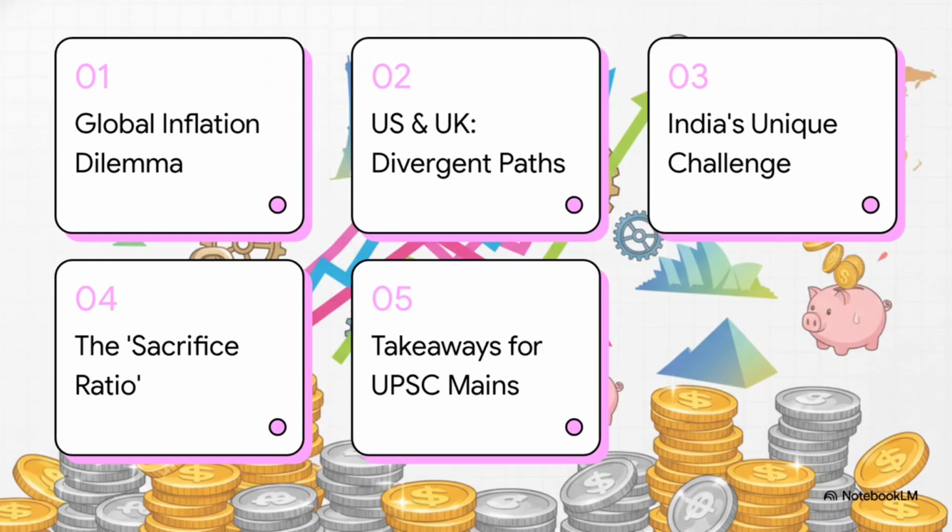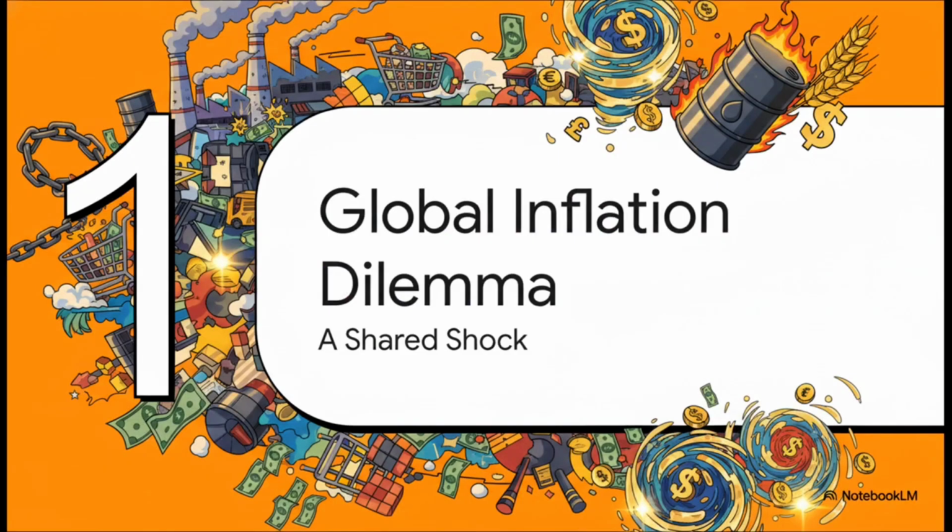Okay, so here's our roadmap for this discussion. First, we'll set the scene with the global inflation problem. Then, we'll look at the very different paths the US and UK took. From there, we'll focus on India's own specific challenges, explain a crucial term called the sacrifice ratio, and finally, pull it all together with key takeaways for your exam. Right. Let's set the stage.